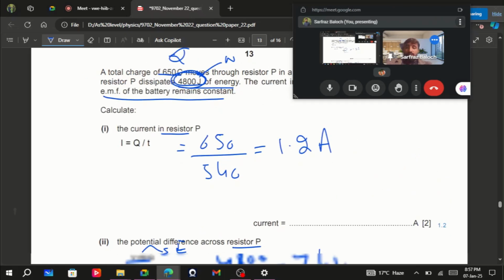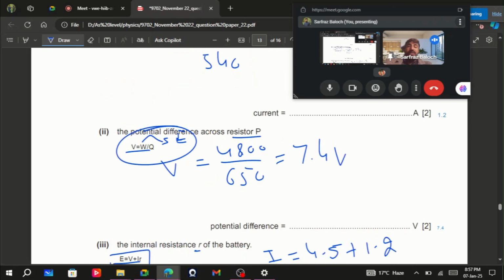And this is about current. This was a new thing: potential difference is equal to work done per unit charge. Here again, Kirchhoff's first law, Kirchhoff's second law, and electromotive force and its relationship with internal resistance.